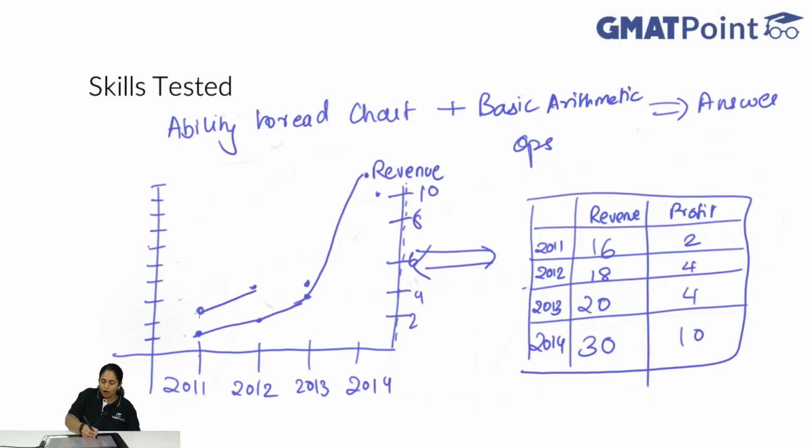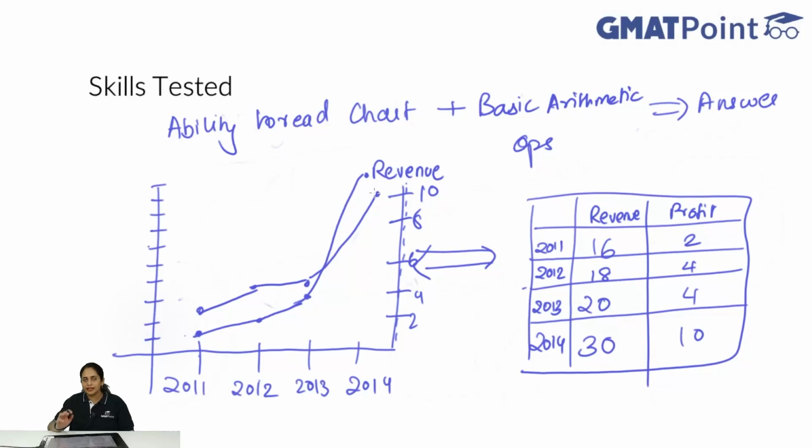So I can then draw my chart like this for profit. So essentially how am I getting the chart? I am getting the chart from the table. Now when you are asked to read the chart, you have to do the reverse. Whatever the work that guy has done while making the chart, you have to do the reverse work. From the chart you have to get the table.